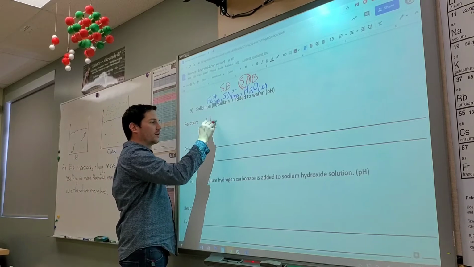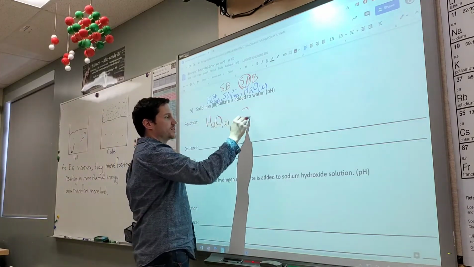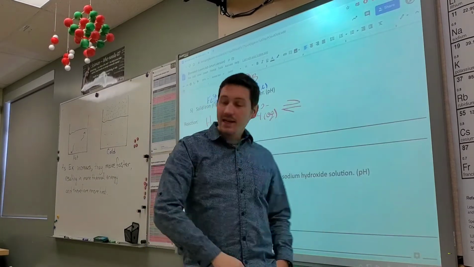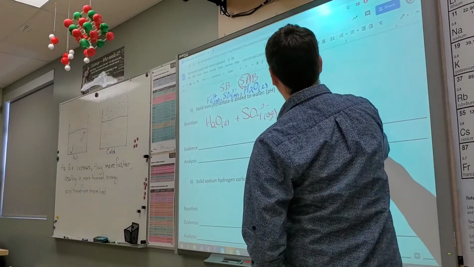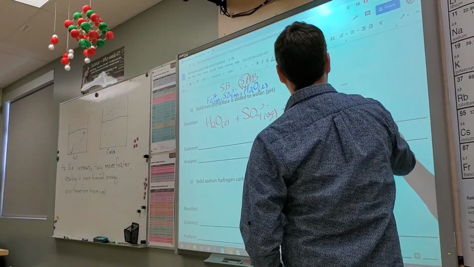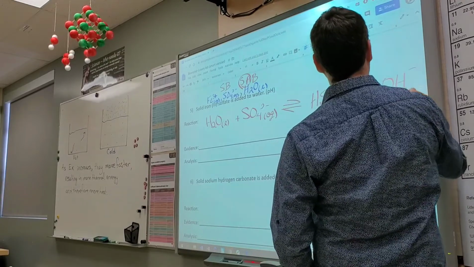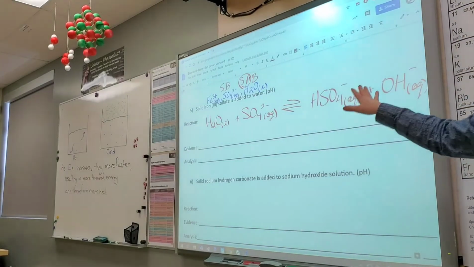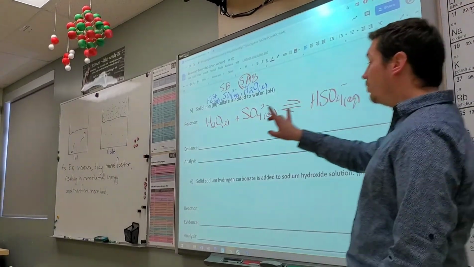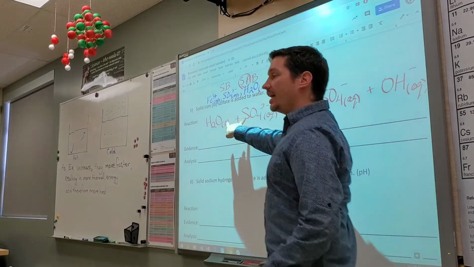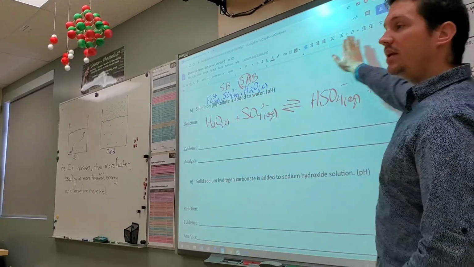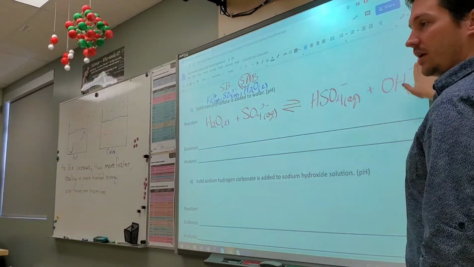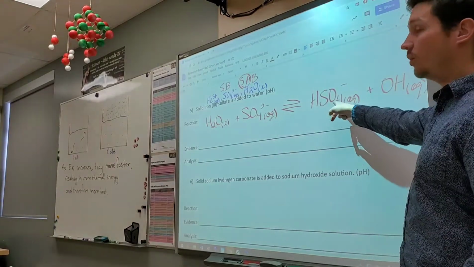So water reacts with sulfate, and it should produce hydrogen sulfate and hydroxide. Now, the resulting solution, let's think about this. If you added these two things together and you made this, what kind of a pH would this mixture give you? A high pH or a low pH? It should give you a high pH.